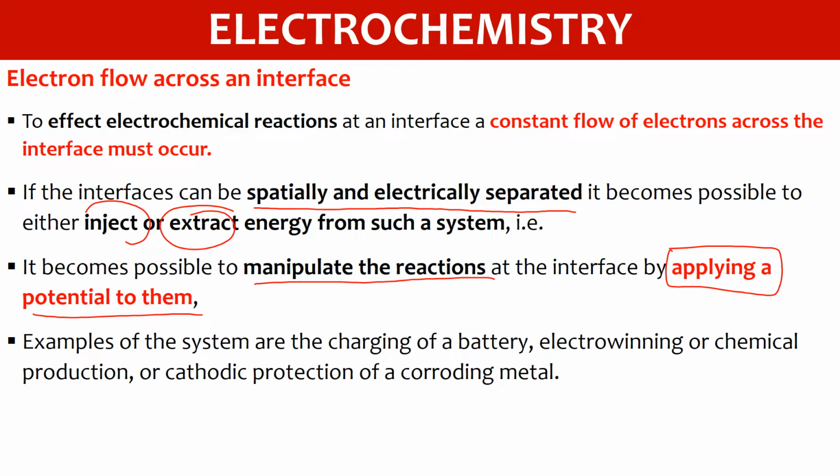Examples of these systems are used, for example, when you're charging your battery, in electrowinning processes, or in cathodic protection of a corroding metal. Those are all examples of a system which is not short-circuited, and it can be manipulated by the application of a potential.